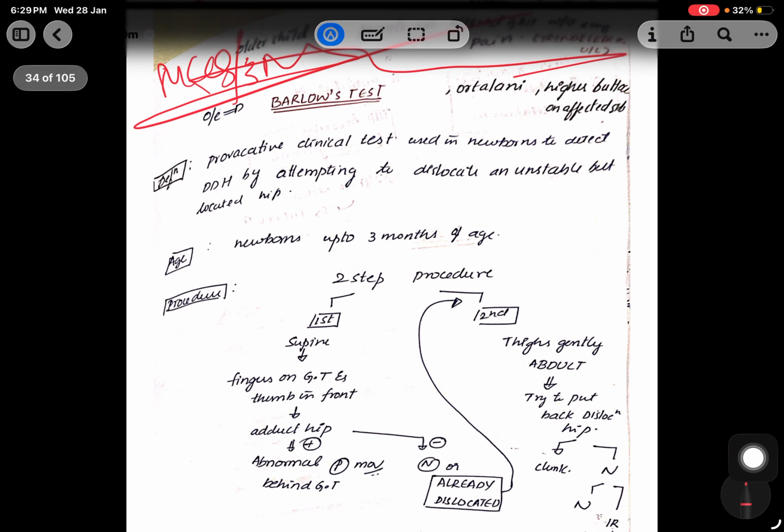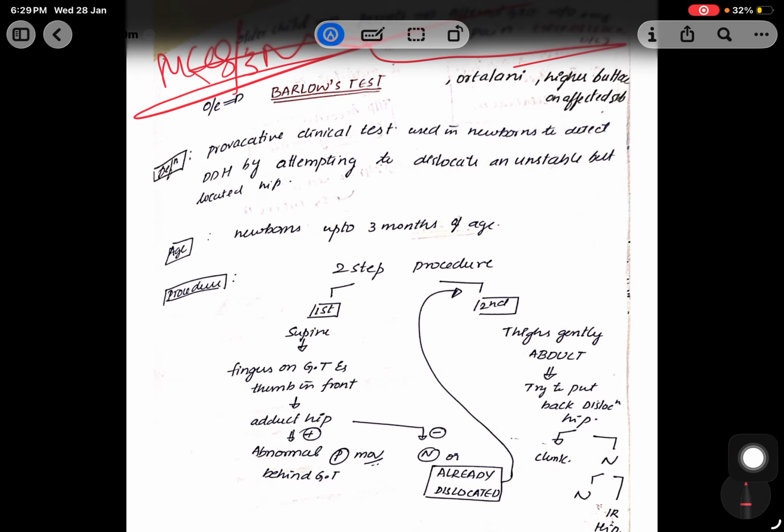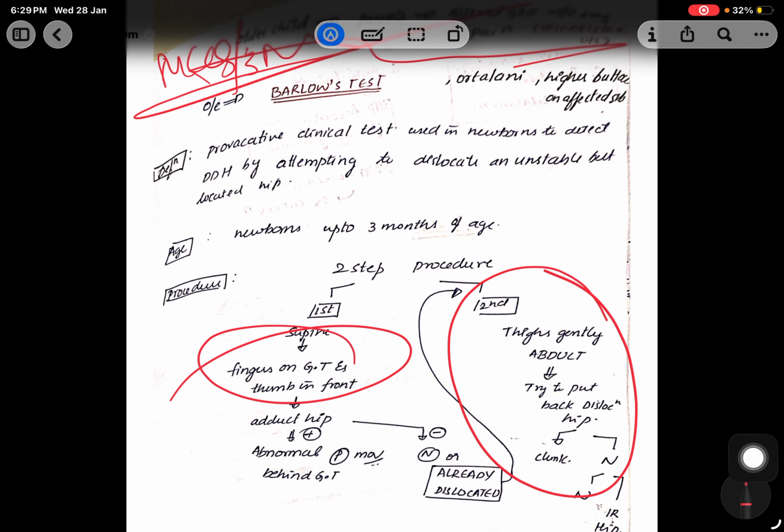Okay, Barlow's test. It's a 2-step procedure. First, you put your fingers on the greater trochanter and thumb on the inner thigh, then adduct the limb. If you observe an abnormal palpable movement behind the greater trochanter, then it's dislocatable. Otherwise, it's already dislocated. Then you try to abduct the limb.